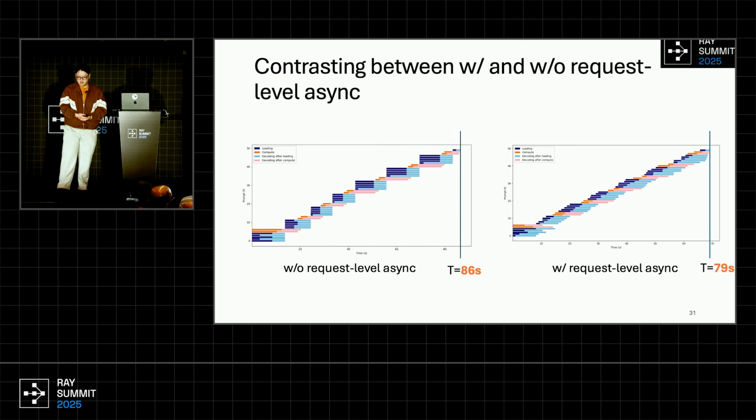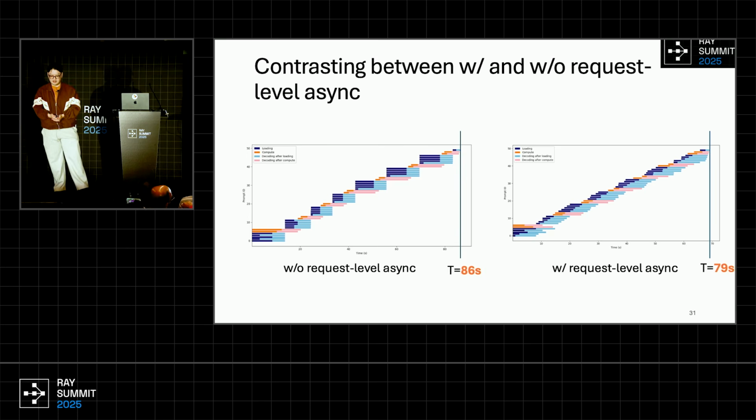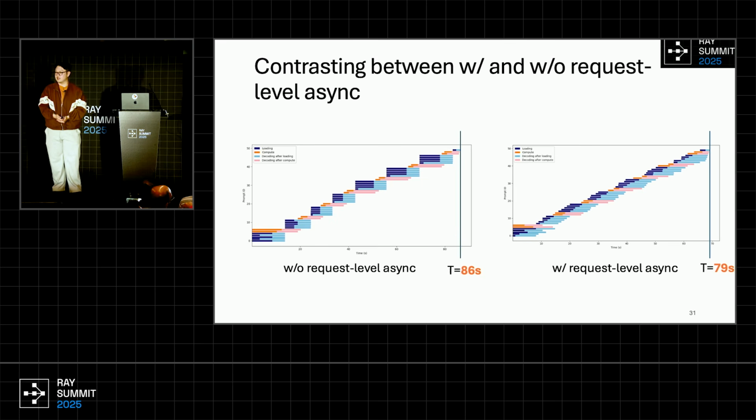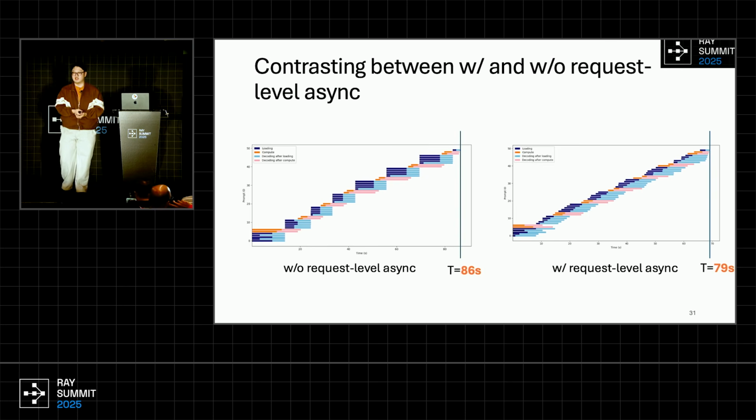Okay, to contrast with and without request-level async: on the left side, without request-level async, the total execution time is 86 seconds. And with request-level async, the execution time is 79 seconds. You can also see that without request-level async, because there's a blocking load, the inference engine graph is very aligned because there are blocking calls there. But with request-level async, because there's more asynchronicity, there's no strict alignment between requests. And that's what we want, because no strict alignment means higher asynchronicity.